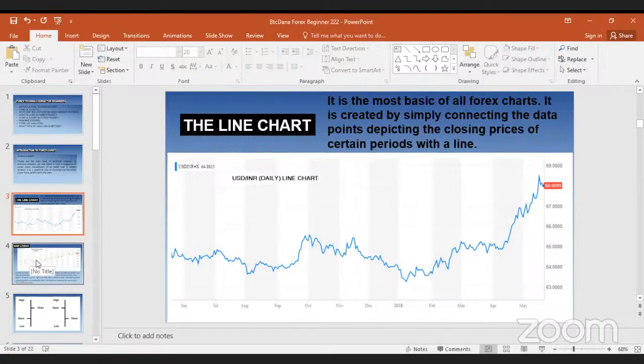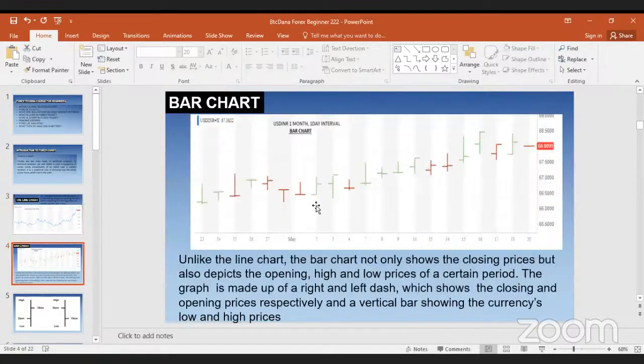Then we have the bar chart. This is the bar chart, the second type of chart that we have in the forex market. Unlike the line chart, the bar chart not only shows the closing price, but also depicts the opening, high, and low price of a certain period.